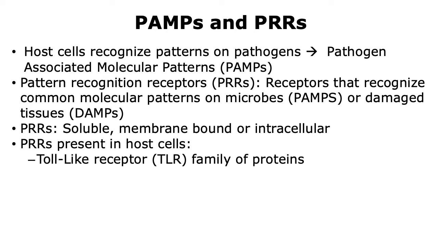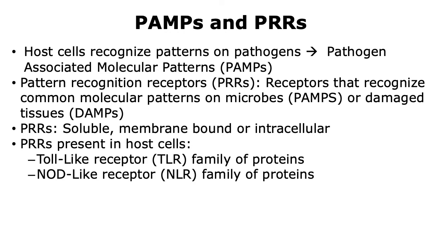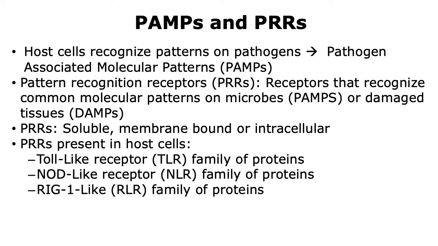The pattern recognition receptors that are present in host cells come under different families. Some come under the toll-like receptor or TLR family of proteins, while others come under the NOD-like receptor or NLR family of proteins. We do have pattern recognition receptors that belong to the RIG1 family of proteins, as well as the STING family of proteins.